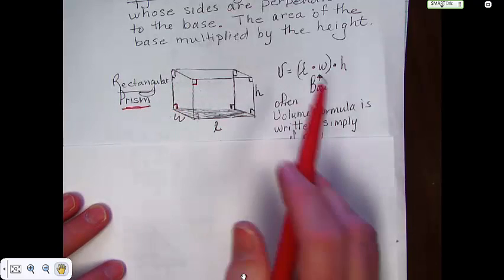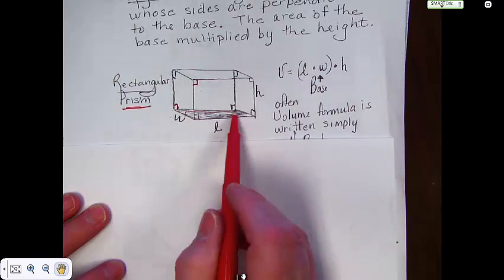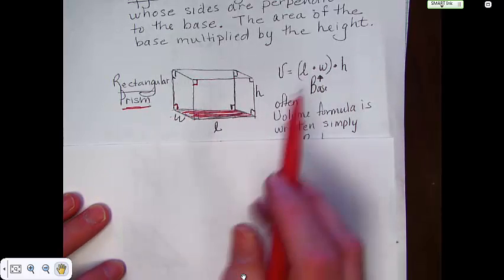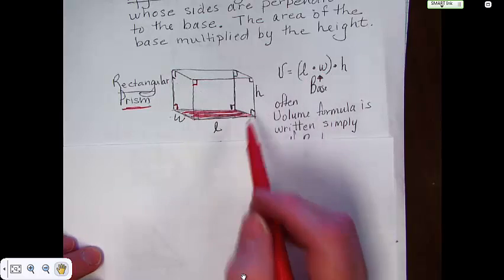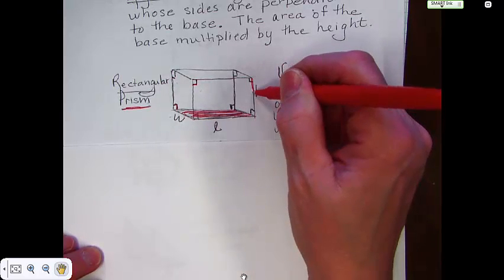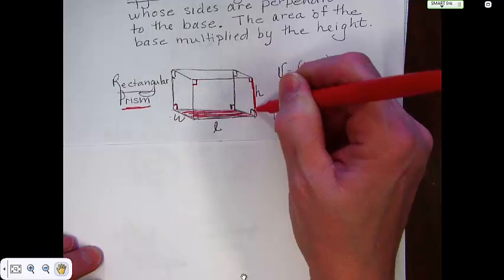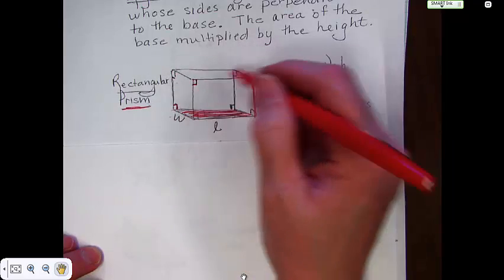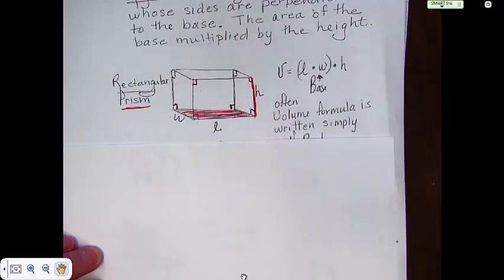Okay, the volume is the length times width, which is of course this base, and you're going to multiply that times the height of this particular prism, which is here. Of course, it's here and here and here too. So you multiply it times the height.